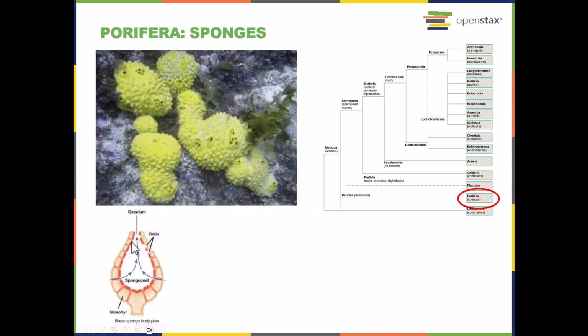This shows us the basic structure of a sponge. Water will come in through these ostia into this cavity in the center of the sponge called the spongiocele, and then out through this opening here, which is the osculum. Other characteristics are cells called choanocytes, a layer called the mesohyl, spicules in some, and they also have amoebocytes.